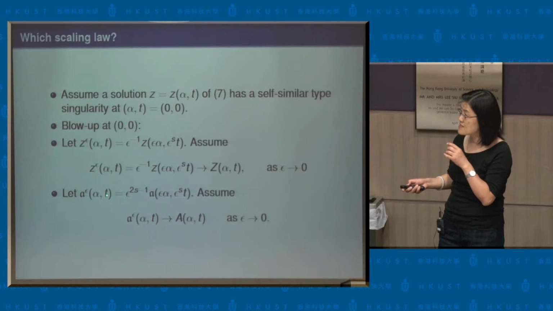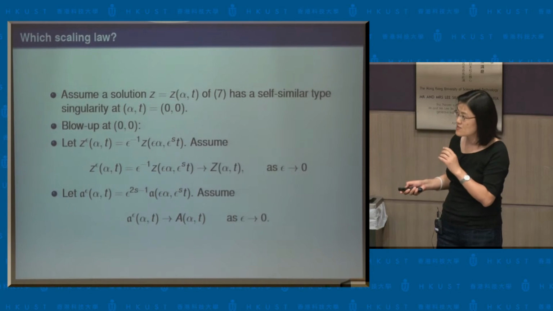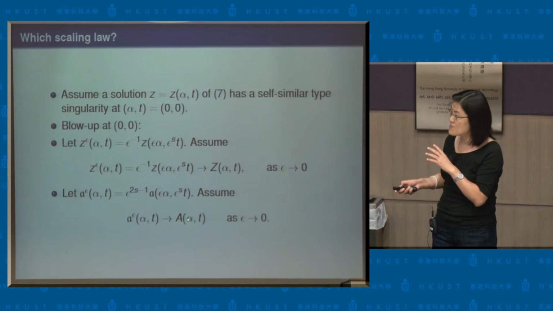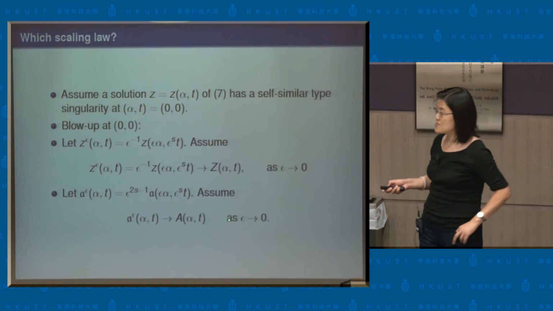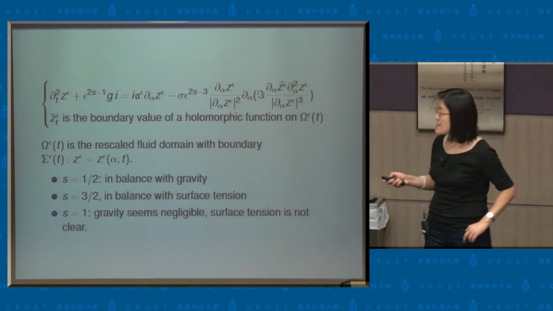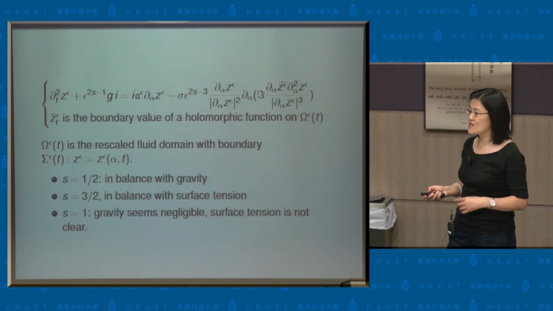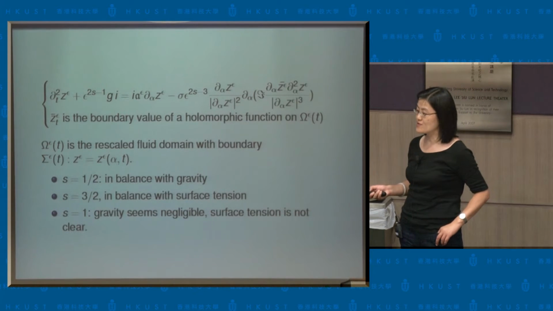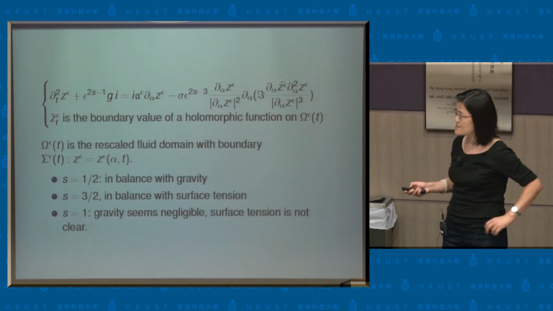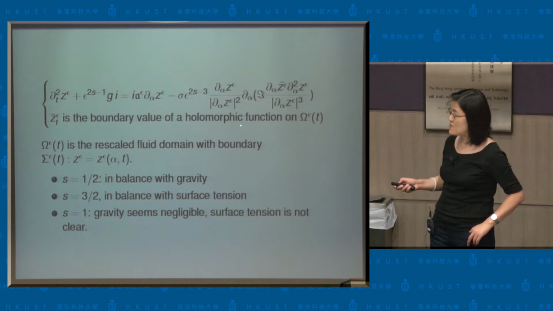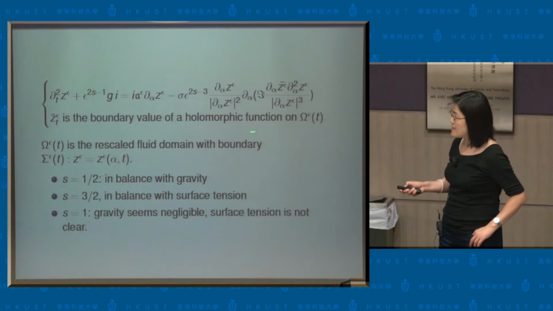Correspondingly, the rescaled A, which is negative dpdn, should also go to a limit. Keep in mind this capital A has to be greater than or equal to 0, because it is a limit of negative dpdn, which is positive. The limit of positive is non-negative. Now we try to understand: if there's a self-similar type of singularity, which scaling law is it following? So we just plug back.